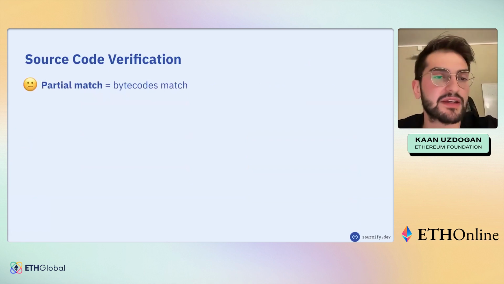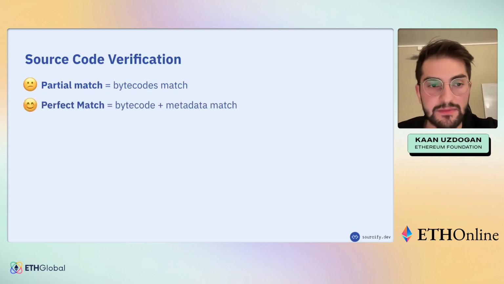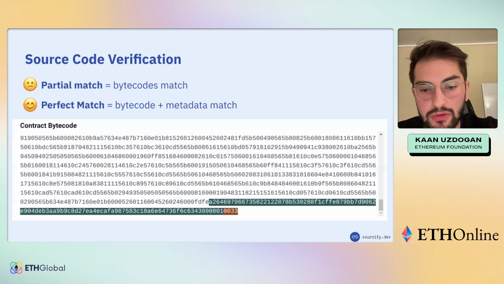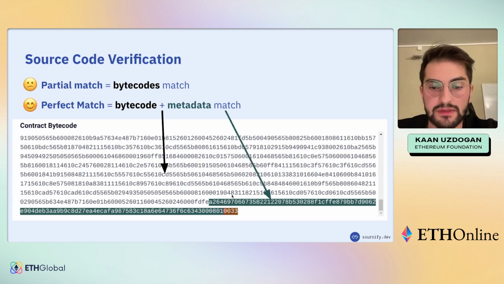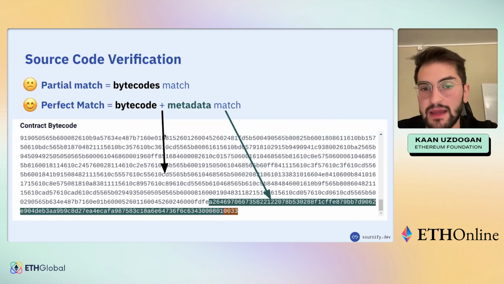And in Sourcify, we actually have two types of matches. One is the partial match, when the bytecodes match. And the second one is the perfect match, as we call. This is when the bytecode plus the metadata match. And if you recall, the highlighted fields at the end of the contract bytecode correspond to these fields. So when the black fields only match, that would be a partial match. But for a perfect match, you need the bytecodes to match, as well as the metadata to match.